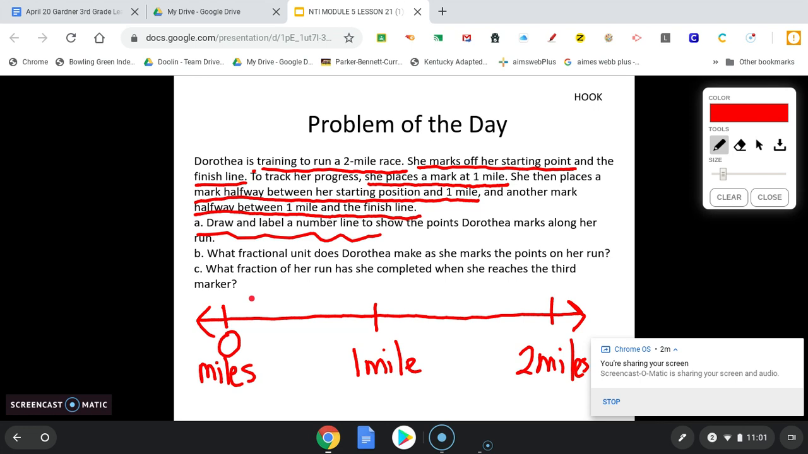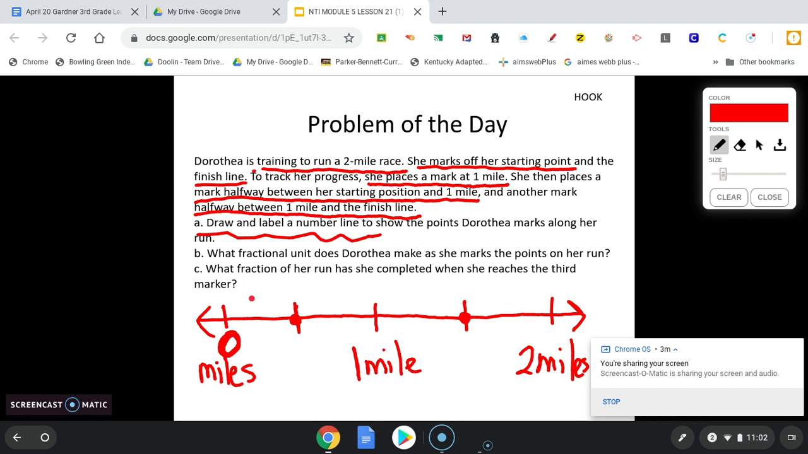So it also tells us that she places a mark halfway between her starting point and 1 mile. So here's her starting point, and here's 1 mile. So let's put a tick mark right here between her starting point and 1 mile. And then another tick mark between 1 mile and the finish line. Okay, so both of those places, let's put tick marks and plot some dots. So we've drawn a number line, but we haven't labeled it yet.